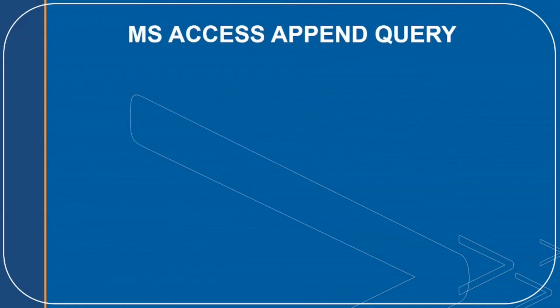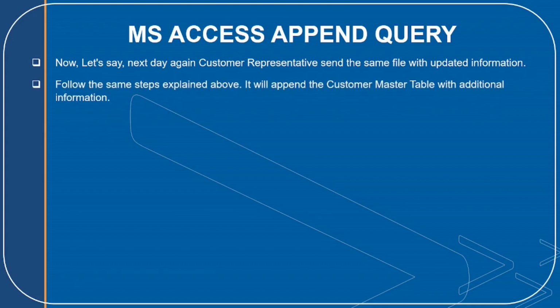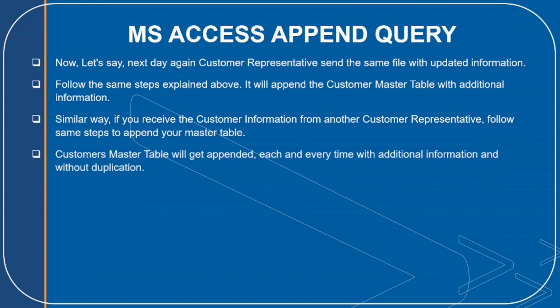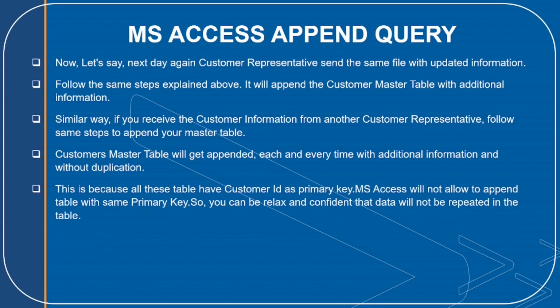Now, let's say, next day again customer representative sends the same file with updated information. Follow the same steps explained above. It will append the customer master table with additional information. Similarly, if you receive customer information from another customer representative, follow the same steps to append your master table. Customer master table will get appended each and every time with additional information and without duplication. This is because all these tables have customer ID as primary key. msaccess will not allow appending records with the same primary key. So, you can be relaxed and confident that data will not be repeated in the table.